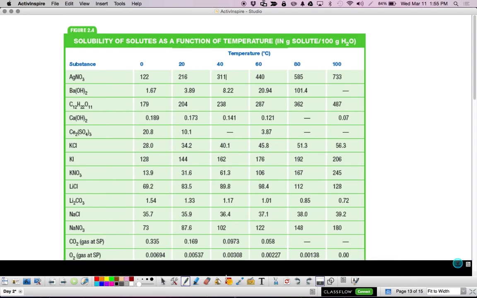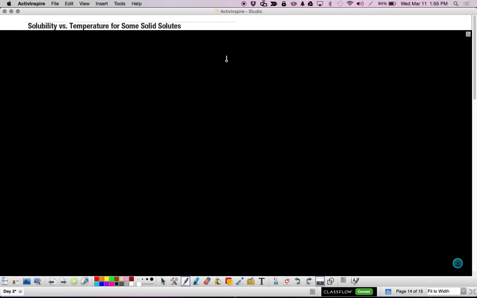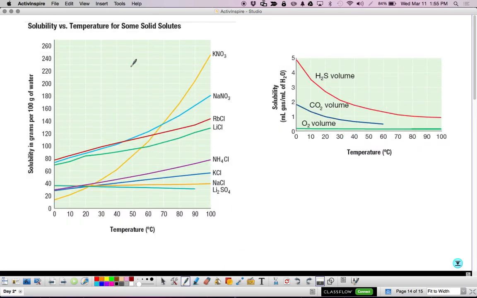So here's just a table. This is from your textbook. The solubility of solutes is a function of temperature in grams solute per 100 grams of water. So it's really easy to see the trends. Just kidding, because it's in a table. Why don't we put it in a graph? So here we go. Here's our graph.